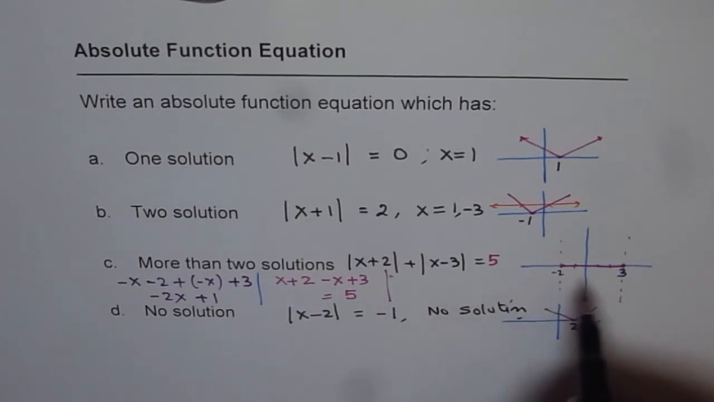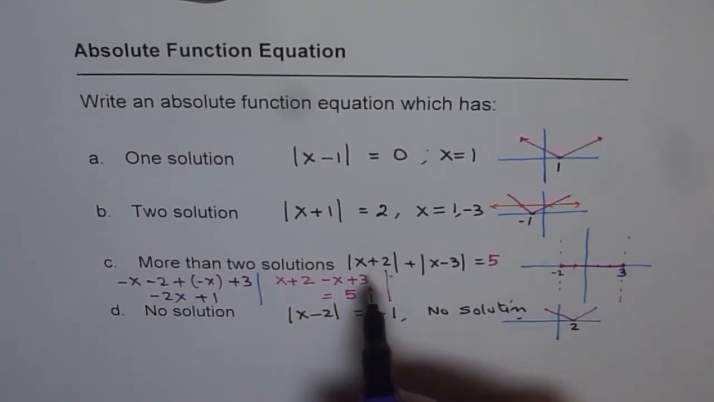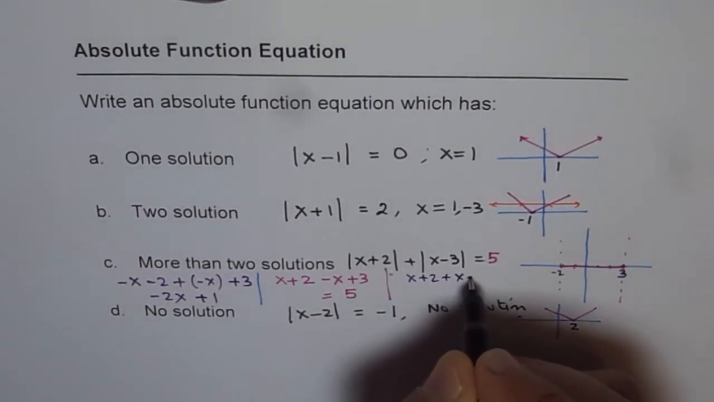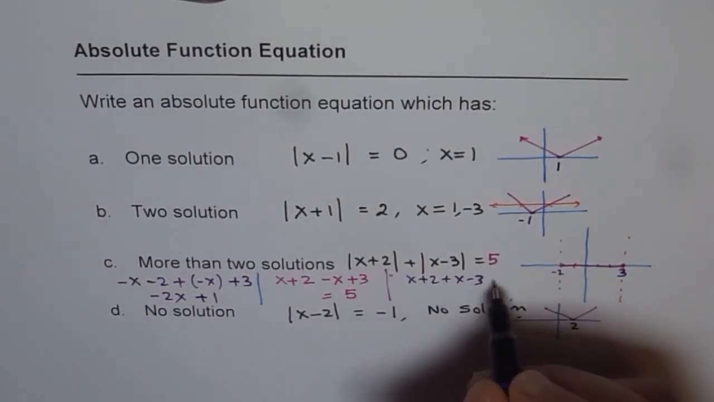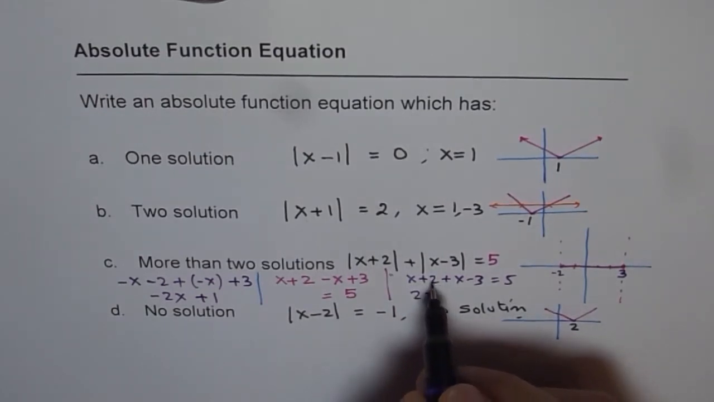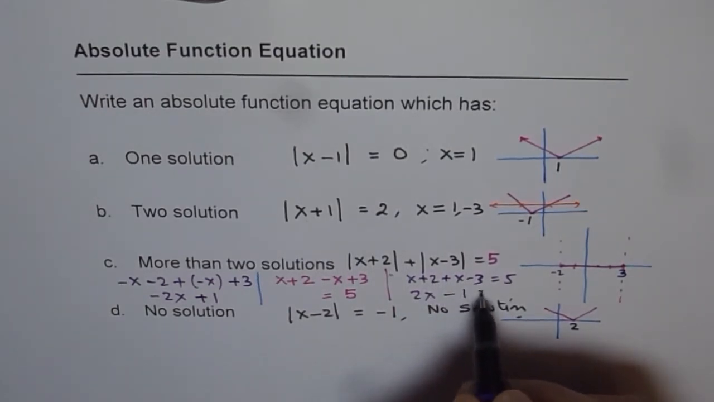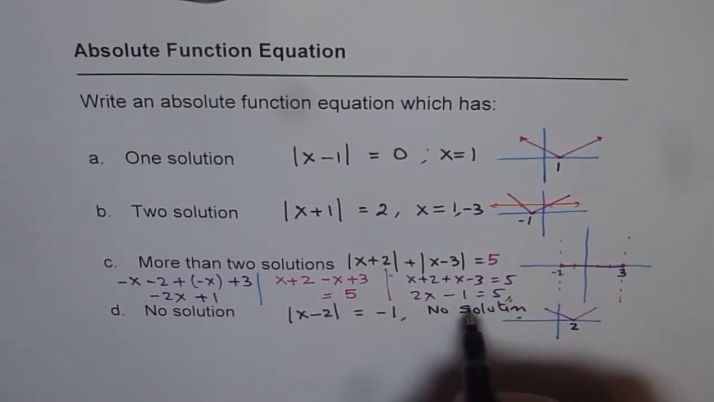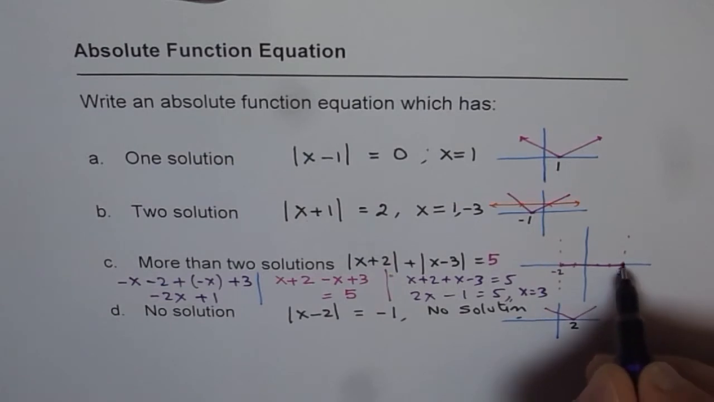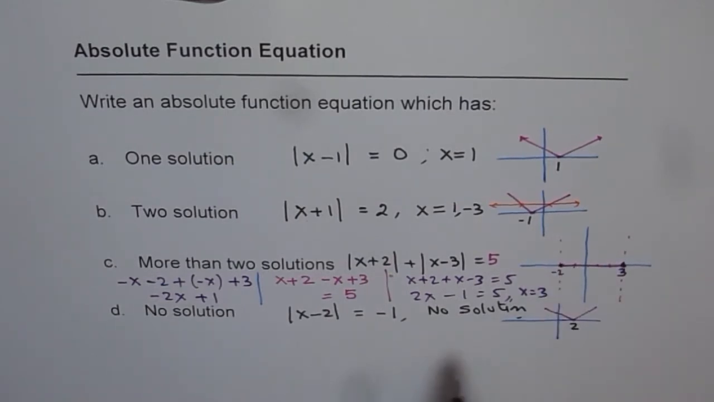Now, you can also see what will be on the right side of 3, where both will be positive. So it will be x plus 2 plus x minus 3. And we are trying to now solve for 5. Is it okay? So we have 2x minus 1 equals 5. And that does give us a value of 3, right? So this gives x equals 3. So that is the solution, correct? So that is how we can actually provide an equation which will give us a solution. You see that?